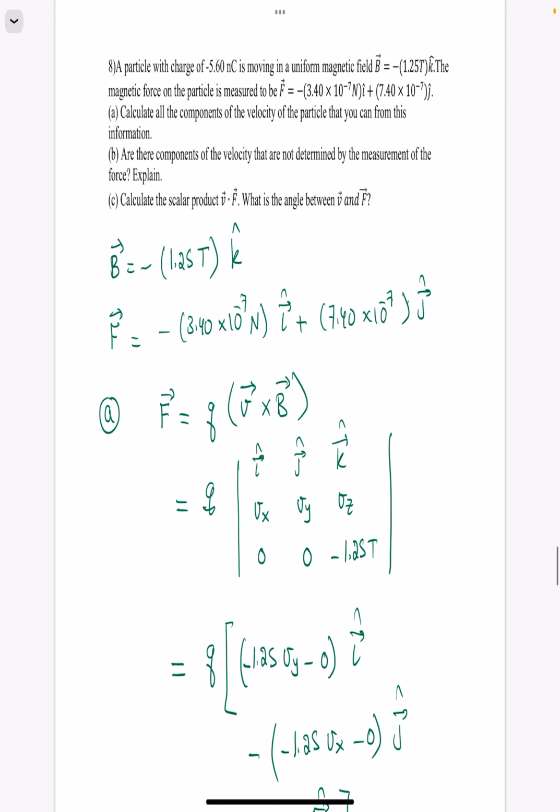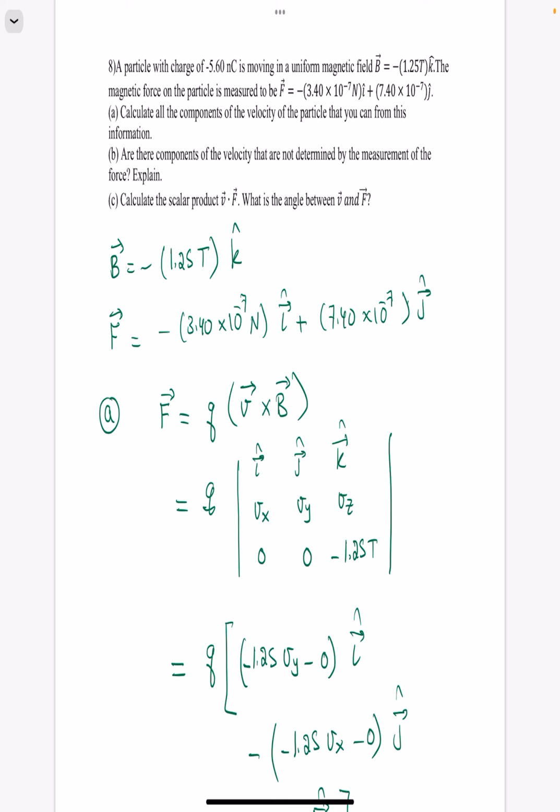Okay, now the first one is about a particle that has a charge of negative 5.60 nanocoulombs, moving in a uniform magnetic field B that is negative 1.25 Teslas times K. The magnetic force on the particle is measured to be F equals negative 3.40 times 10 to the negative 7 Newton I plus 7.40 times 10 to the negative 7 J.